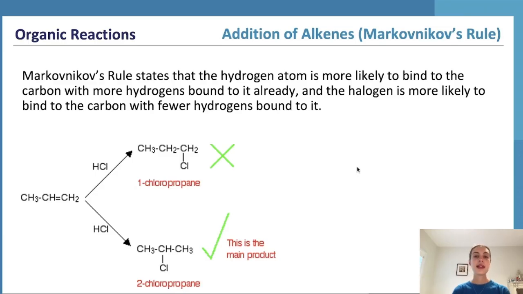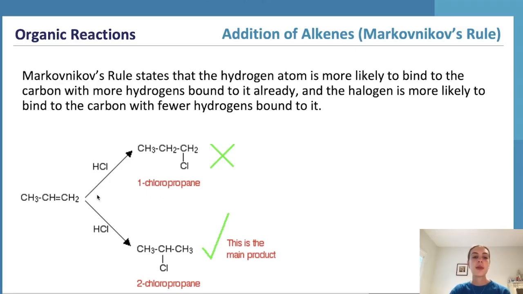And so when we look at these addition reactions, we need to consider something called Markovnikov's rule. And so what Markovnikov's rule says is that the hydrogen atom is going to be more likely to bind to the carbon which has more hydrogens bound to it already, and the halogen is going to be more likely to bind to the carbon which has fewer hydrogens already bound to it.